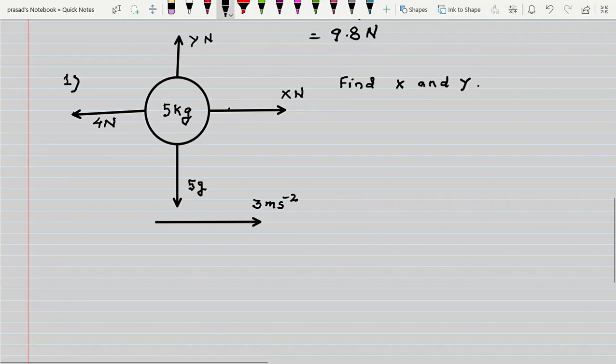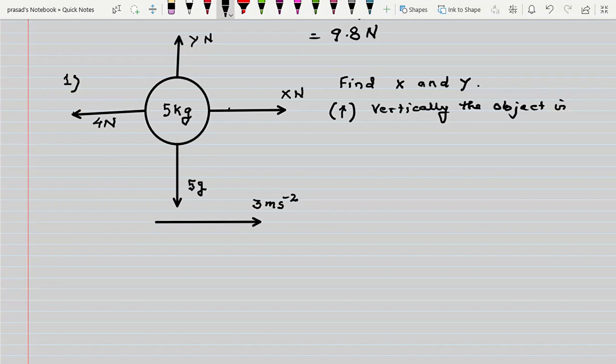Okay, now let us consider the vertical motion as well as the horizontal motion. Now vertically, there is no acceleration. That means vertically the object is in equilibrium.